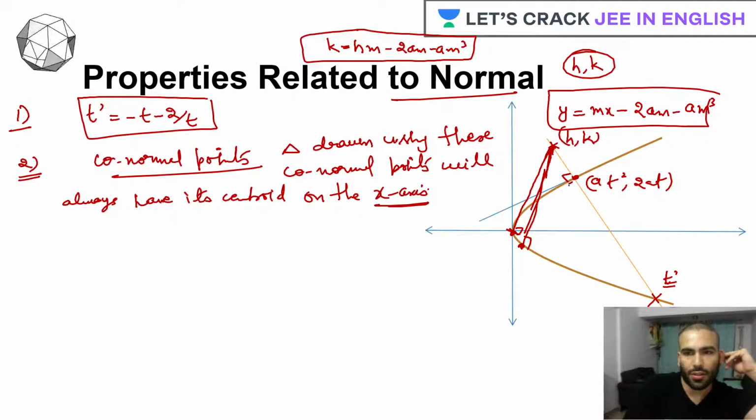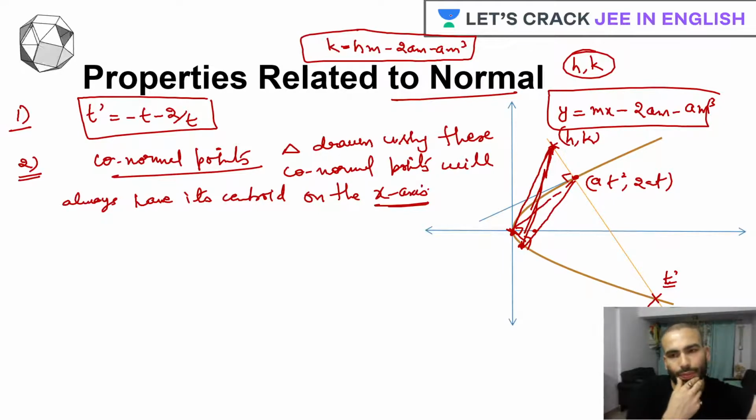Let's say if you draw a triangle using these 3 points as vertices of a triangle, then the centroid of this triangle will always be there on the x-axis. So remember this. This is also one of the important properties. Obviously, the third property is clear: we'll always have three normals. If a point is given to us, then we can draw three normals to the parabola. Clear? Okay, let's move on.